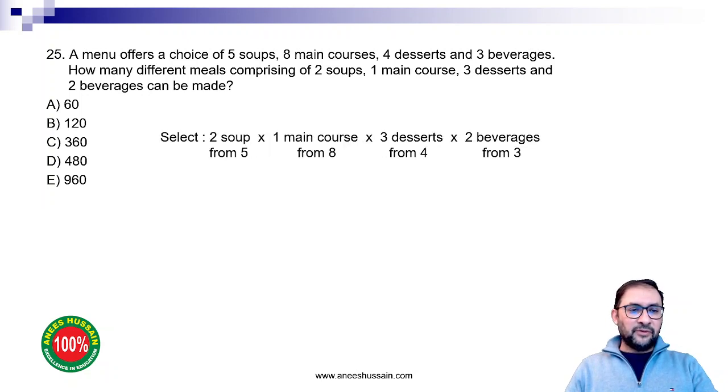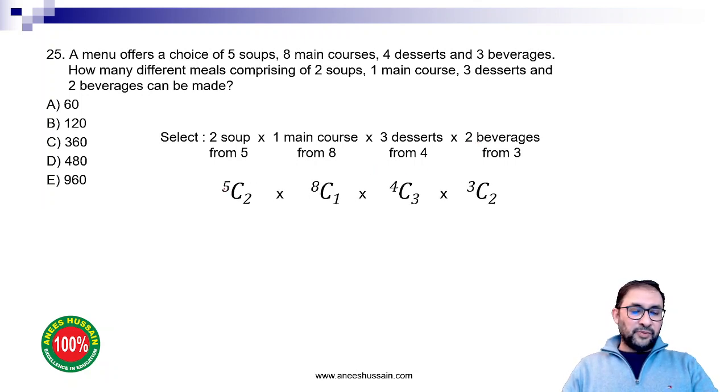So we have to basically choose 2 soups from 5, 1 main course from 8, 3 desserts from 4, and 2 beverages from 3. Again, we're not arranging these, we're just selecting them, which means it's a combinations problem, not a permutations one. So basically we'll use nCr.